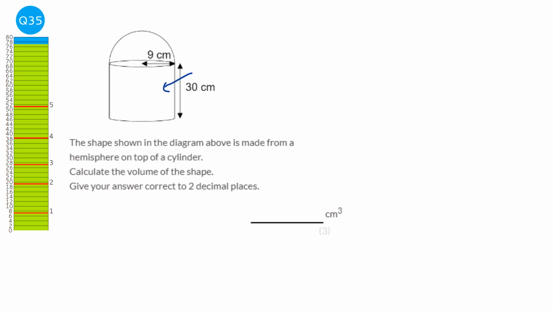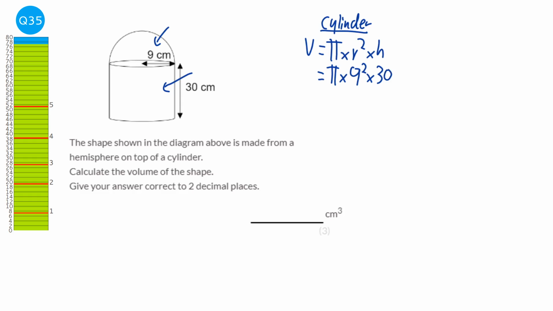There's this cylinder here and this hemisphere here. So we might as well start with this cylinder. And the formula for the volume is pi times r squared times height. So the radius is 9, so 9 squared times the height, which is 30. And when we work that out, we get 7,634.070, and so on.